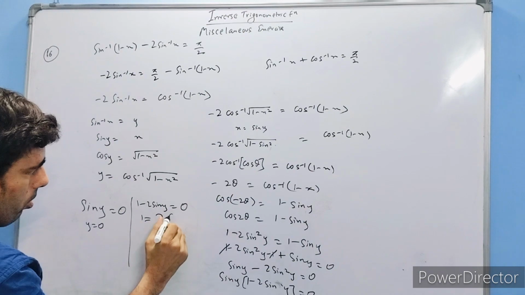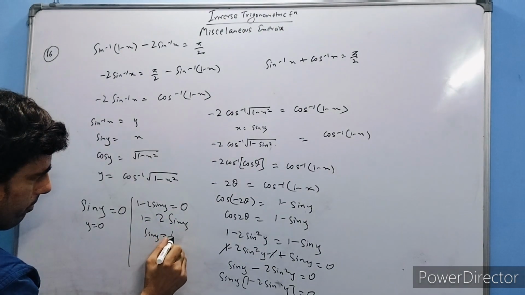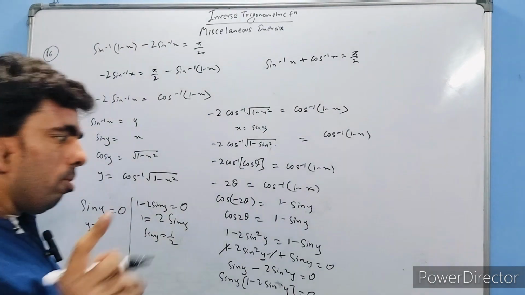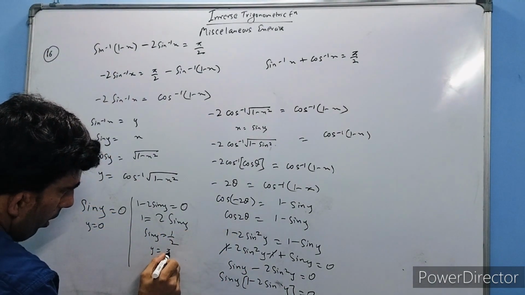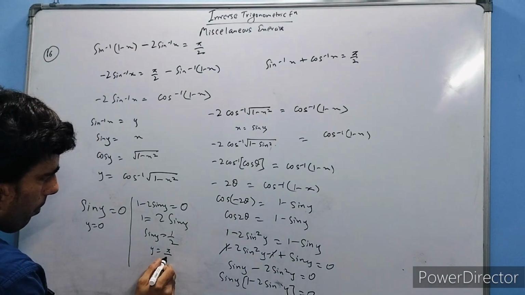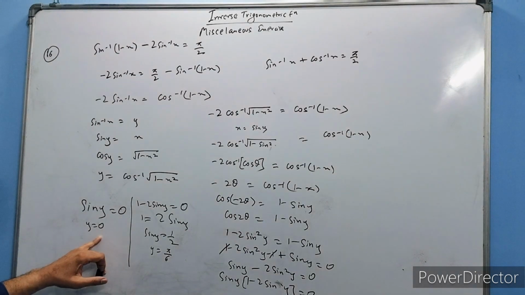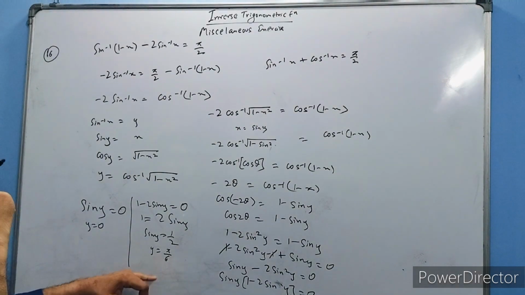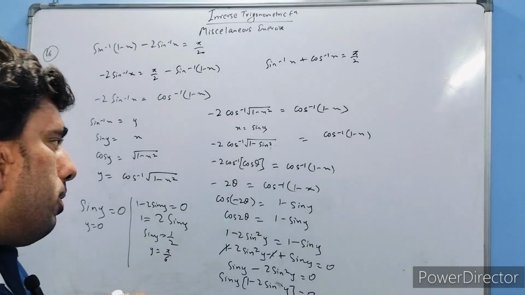1 is equal to 2 sin y, so sin y is equal to half. Okay, so we have sin y is equal to half. Now here we will have y is equal to pi upon 6. So we have two values there, y is equal to 0 and y is equal to pi upon 6. So that is how we try to solve such questions.